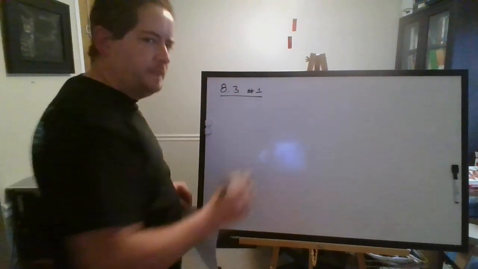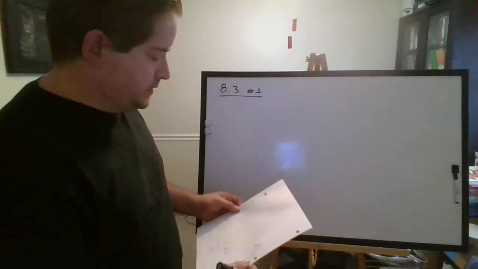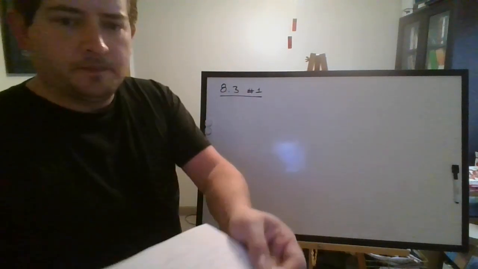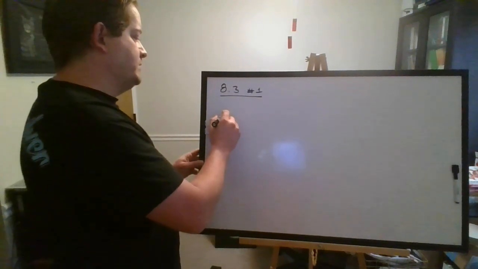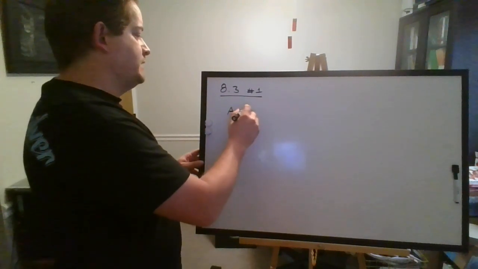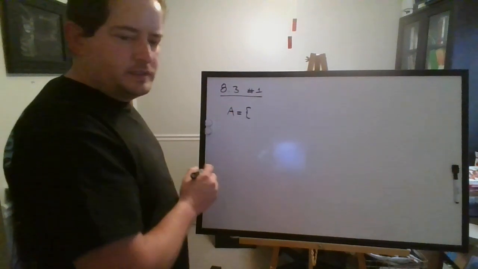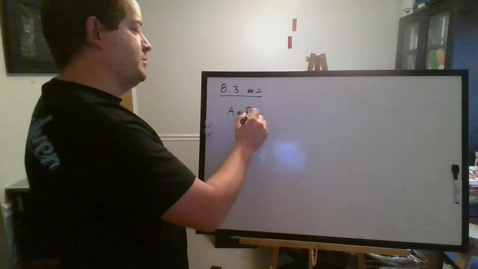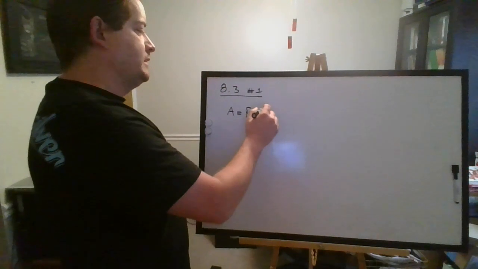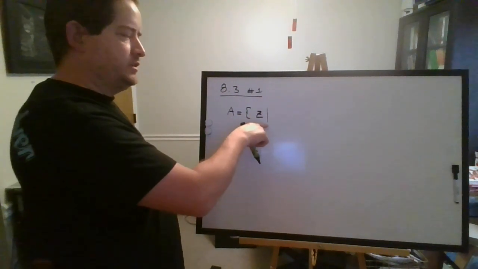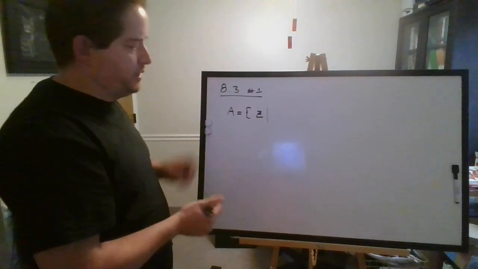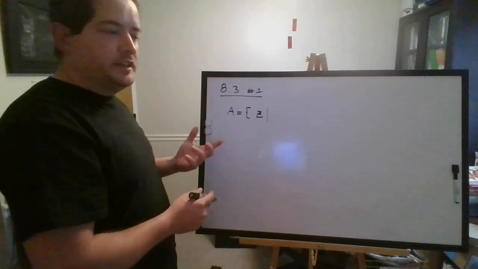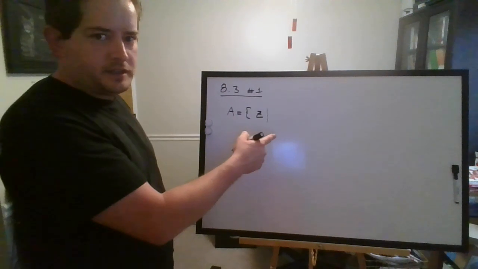Number 1 asks to graph some sets of complex numbers. So I'll do a couple of these. Set A was the set of complex numbers denoted by Z, given that, and this long straight line, which is usually larger, goes above and below the regular text line, is the condition line. So everything after that is a condition.